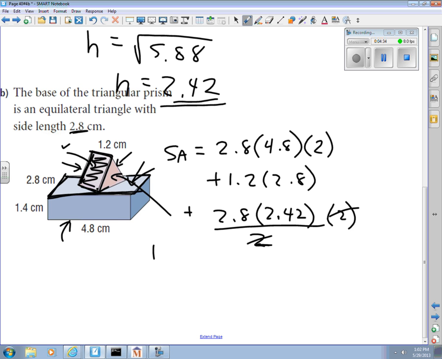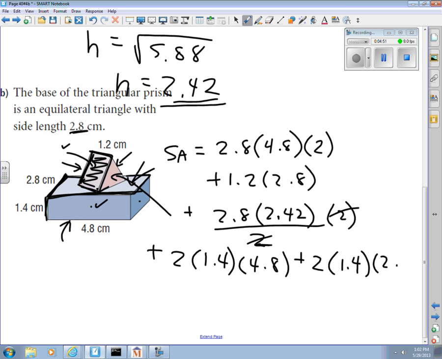And then finally, I got to add up the 4 walls around the bottom. 2 of them are 1.4 by 4.8. That's the front and back. And 2 of them are 1.4 by 2.8. That's the left and right sides. So that should do it.